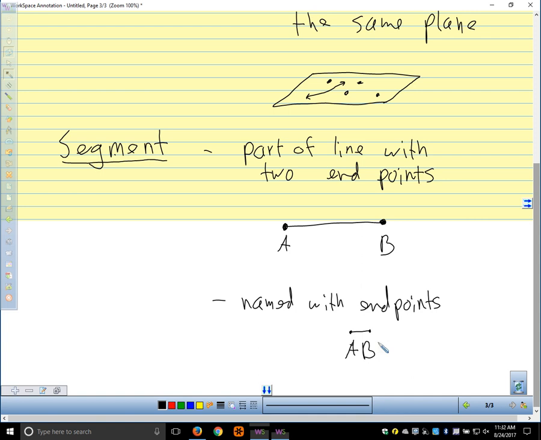What would be an everyday thing that we could think of as a segment? A piece of a line. How about a pencil? Kind of like a segment. A ruler, right? Something like that would be an everyday way of thinking of a segment.